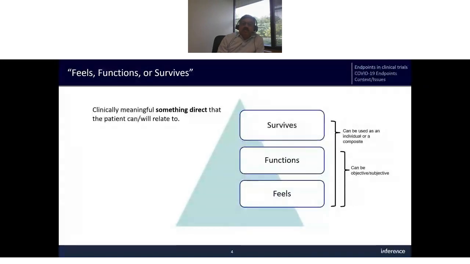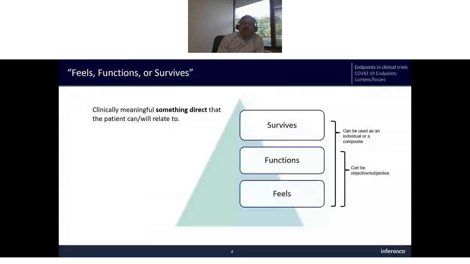Some of the examples for feeling: an obvious feeling is pain. So reduction in pain would be an efficacy endpoint. For function, it could be better mobility for the patient, and that would be an important thing to the patient, right? And then the ultimate clinical outcome is survival.